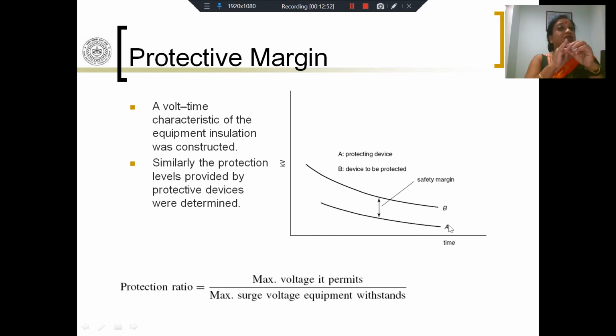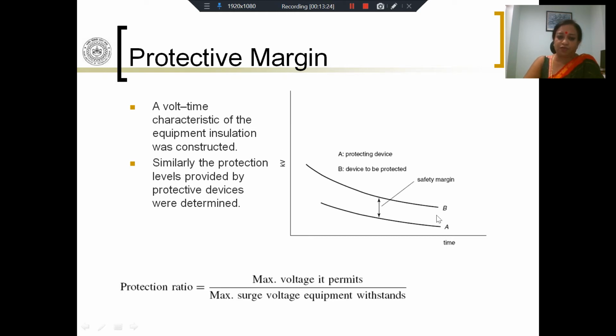So it is not enough to know the breakdown strength. It is also not enough to have the probability distribution curve or deal with the breakdown strength in a probabilistic manner. We also need to incorporate time into the picture. We need to know what times will be required for breakdown to happen at those particular voltages. Now coming to the protective margin. For every equipment insulation, you have to have a volt time characteristic.